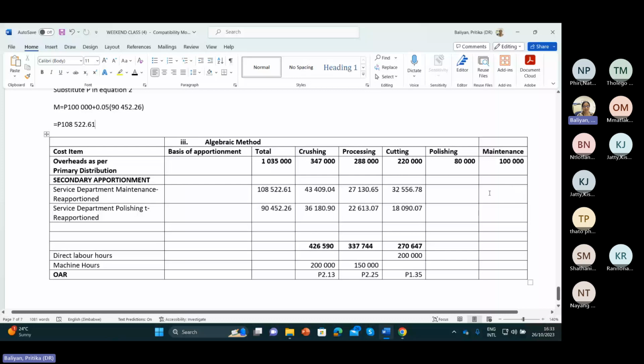And then when you are apportioning the service department polishing cost, the total cost we calculated through the equation, which is 90,452.26, is also going to be apportioned with the polishing department percentages. 45% will go to the crushing department, 25% goes to the processing department, and 20% goes to the cutting department, okay?